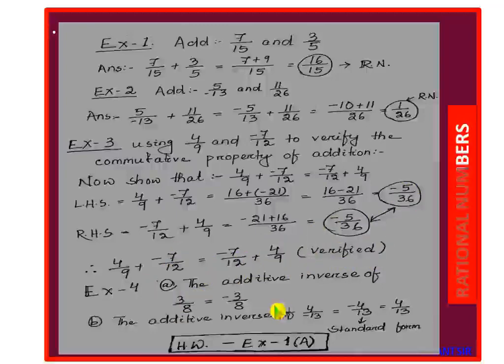Example 4: the additive inverse of 3 by 8 can be written as minus 3 by 8. The additive inverse of 4 by minus 13 equals 4 by 13. Look here, observe: it was not in standard form. First we made it standard form, minus 4 by 13. Then its additive inverse will be 4 by 13.